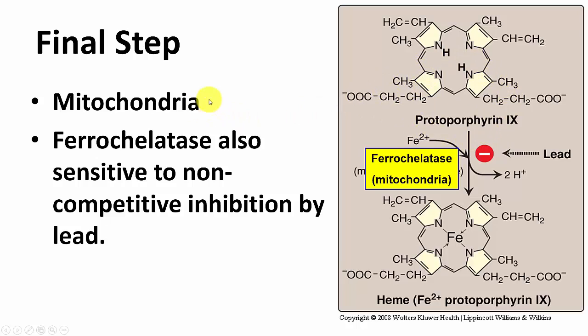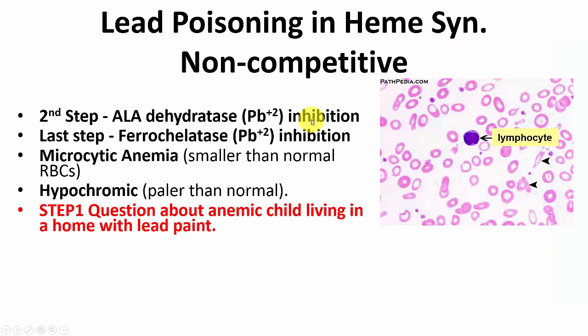And this one occurs back in the mitochondria, and it requires the enzyme ferrochelatase, and it's also sensitive to non-competitive inhibition by lead. So lead binds to a site other than the active site to inhibit this one as well. So lead's a real bad actor in heme synthesis. And lead poisoning in heme synthesis is, as I said, non-competitive. It's the second step and the last step.